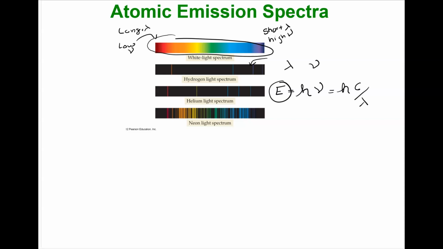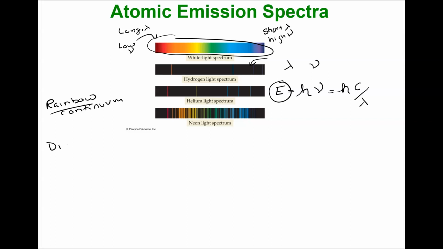The other thing to notice is that while the rainbow is continuous, there's a continuum. There's light of all colors, which means there's light of all frequencies and wavelengths in the rainbow. However, the emission spectrum of hydrogen or helium or neon have discrete lines.